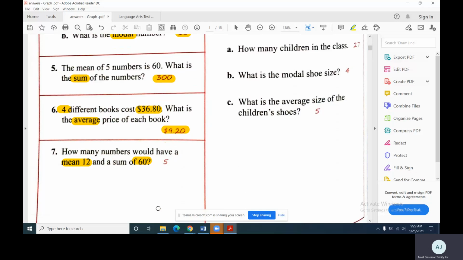You do the opposite of multiplication, because on top we were multiplying to find the total. But I know the total now, and I know the mean. To find the number, we divide. So there are some formulae to learn, which we can run through. But 60 divided by 12, the answer for number 7 is 5.